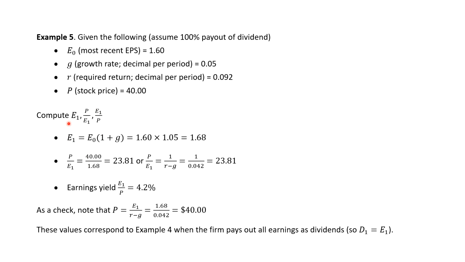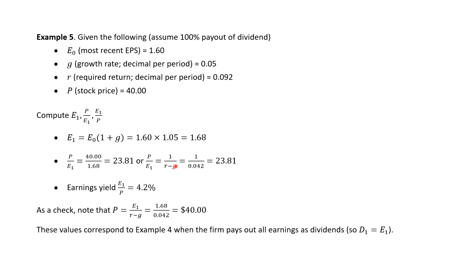So E1 is just taking E0 and applying the growth over one period. So it's $1.60 times 1.05, which gives $1.68. Then the PE ratio is the price, 40, divided by E1, which we just computed. So we get 23.81.